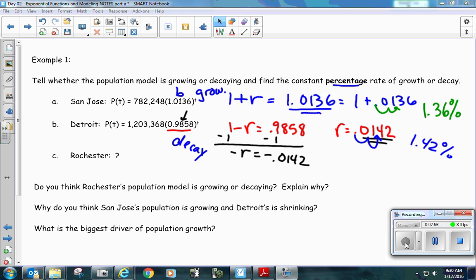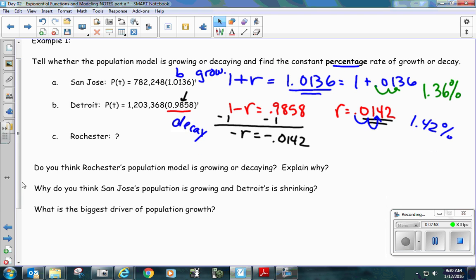Now, sometimes they're nice. For example, for Detroit here, instead of writing it like that, they might say in the front 1 minus 0.0142. And if that's the case, that's 1 minus the R. That's still decay. That's easier to tell because you actually subtract.